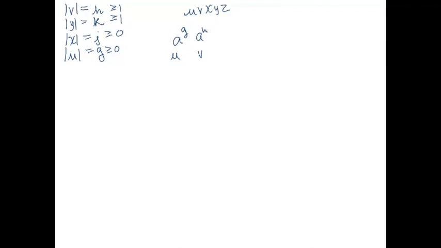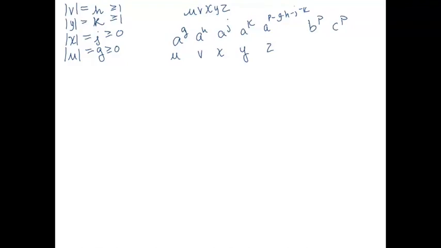How many are in x? It's going to be j of them. How many are in y? It's going to be k of them. And then how many are in z? The rest of them. So this is a to the p minus g minus h minus j minus k. And then all of the b's and all of the c's.